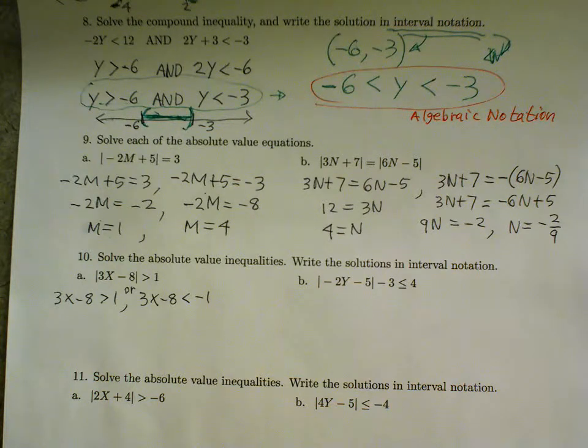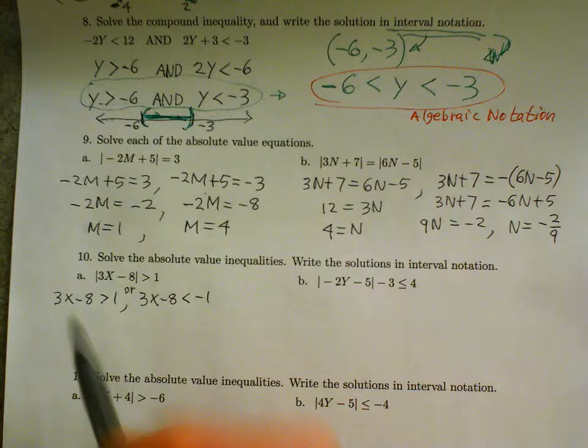Right? If it can't get closer to 0 than 1, then it has to stay away from that. It's either going to be to the right of 1, that means it's greater than 1, or it's going to be less than -1, which is the same as to the left of -1. Okay, then we solve each of those separated by or.